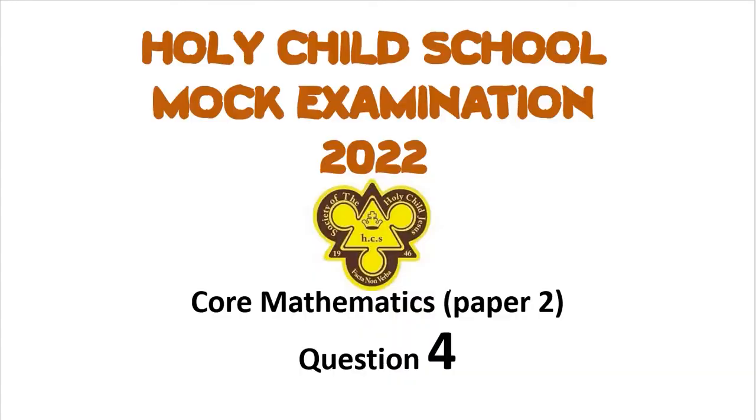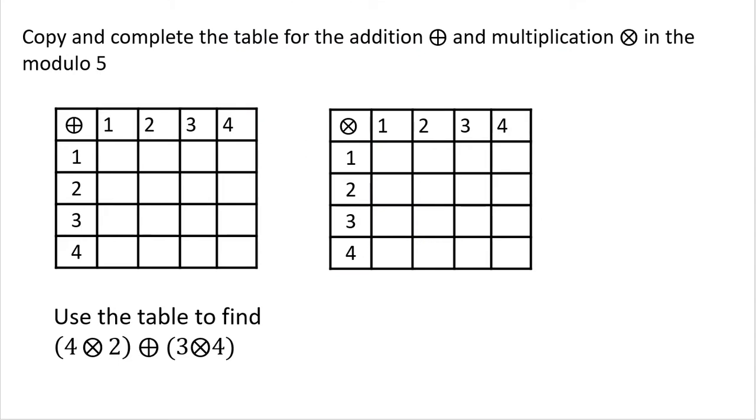Hi, today we want to start with question number 4 of the Holy Child School 2022 mock examination, the core math paper. So without wasting much time, let's start. The question is: copy and complete the table for addition and multiplication in modulo 5.